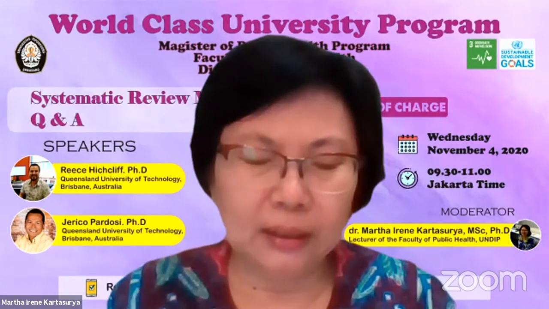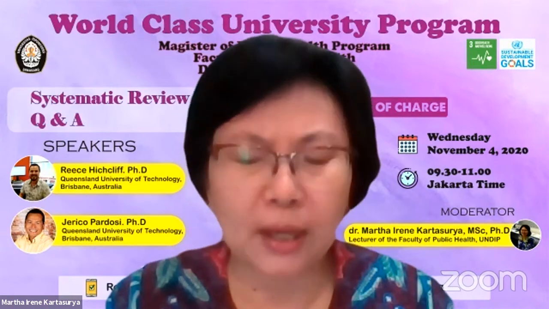tetapi kita harus memikirkan juga implikasi atau menerapkan prinsip-prinsip etik di dalam publikasi tersebut. Apakah artikel-artikel yang kita ambil juga memenuhi ethical clearance, dan implikasi dari systematic review yang kita tulis itu harus juga memenuhi prinsip-prinsip etik. Kemudian berapa waktu yang dibutuhkan untuk membuat suatu systematic review? Kira-kira butuh waktu 1,5 tahun.